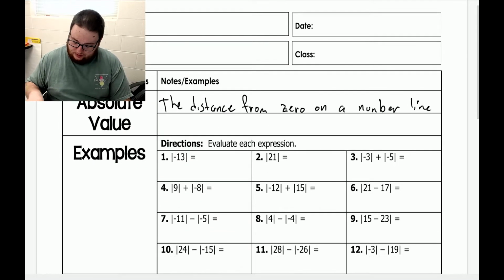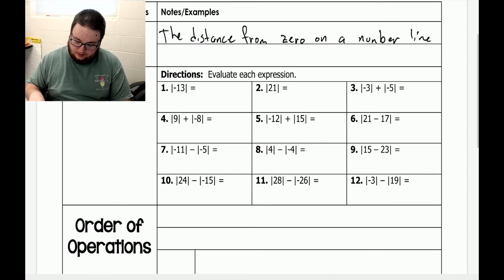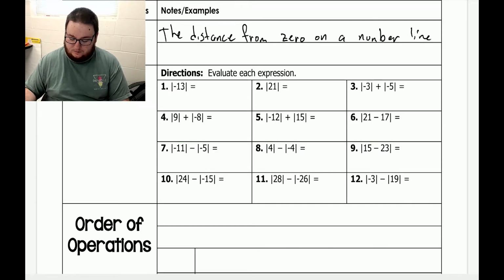So now that we know the idea behind absolute value, we're going to go through a couple of examples. If you look on this paper, we're on the section where it says examples, and the directions are to evaluate each expression. If you see evaluate each expression, it means just simplify as far down as you possibly can.